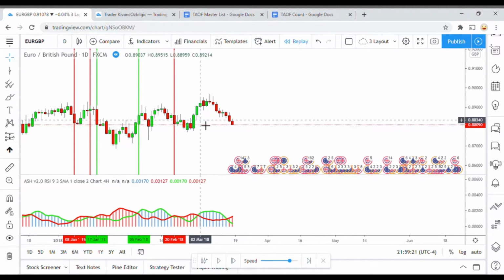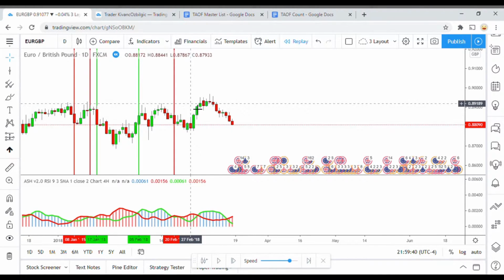So it closed at, let's see, close, 0.8921 was where it closed. This next candle over here opened at 8950. And so you can see there is a decent little gap in between these two.